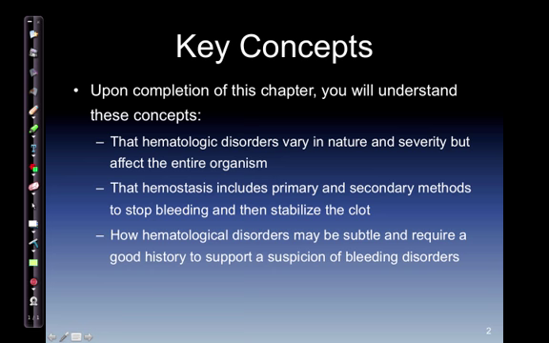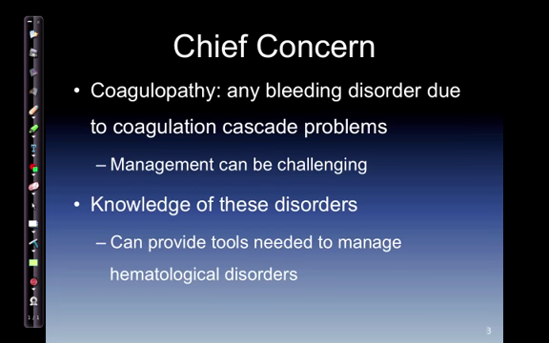Key concepts. Upon completion of this chapter, you will understand that hematological disorders vary in nature and severity, but affect the entire organism. That hemostasis includes primary and secondary methods to stop bleeding and then stabilize a clot. How hematological disorders may be subtle and require a good history to support a suspicion of bleeding disorders. Chief concerns: coagulopathy is any bleeding disorder due to the coagulation cascade or coagulation problems. Management can be challenging on this. Knowledge of these disorders can provide the tools needed to manage hematological disorders.